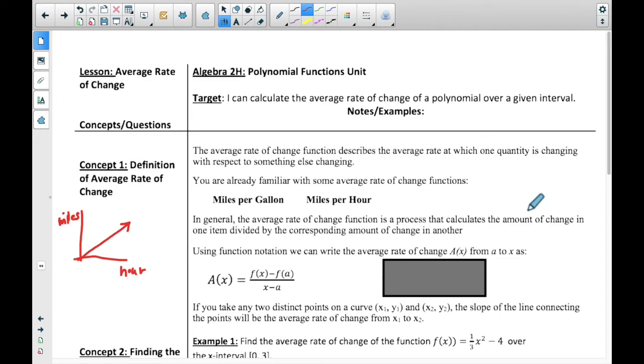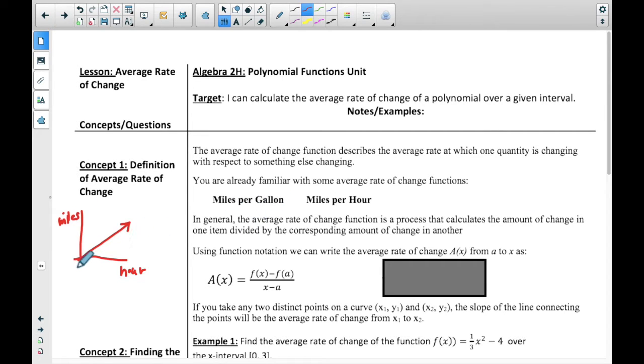The average rate of change function describes the average rate at which one quantity is changing with respect to something else changing. You are already familiar with some average rate of change functions like miles per gallon or miles per hour. In general, the average rate of change function is a process that calculates the amount of change in one item divided by the corresponding amount of change in another. So, for instance, we talked about miles per gallon.